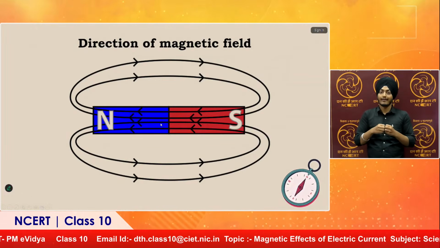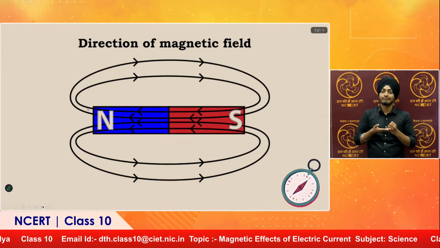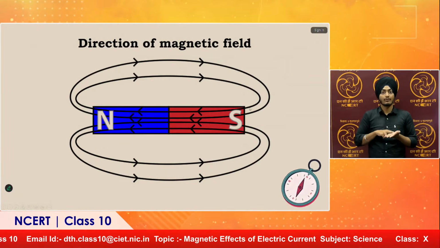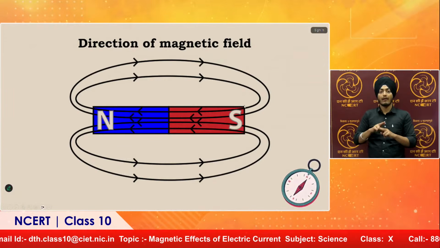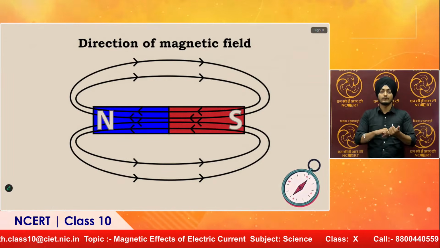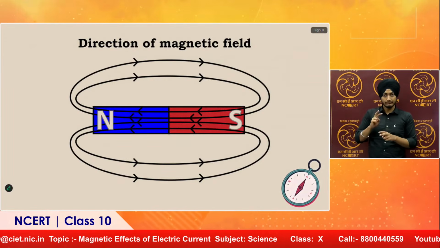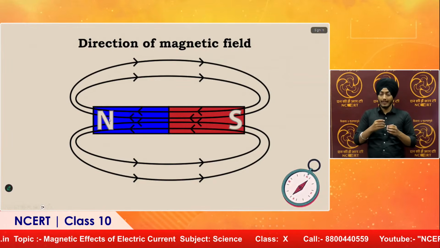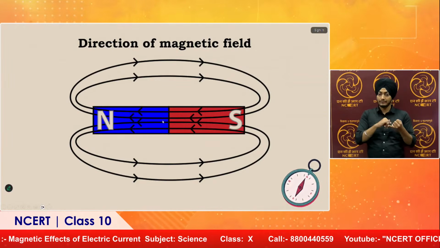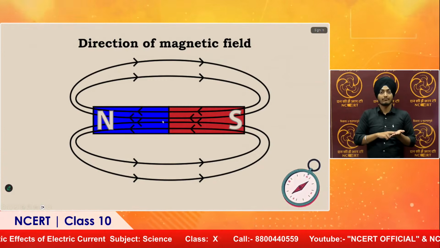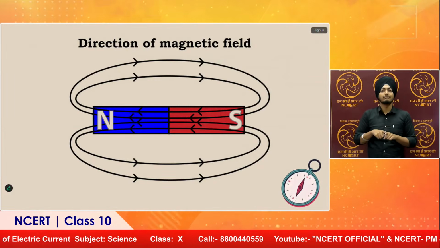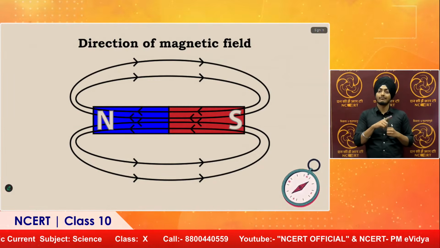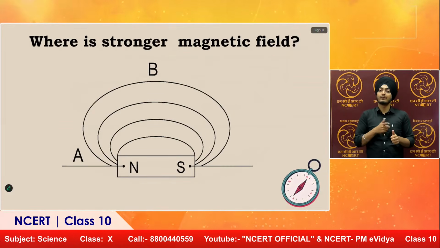Look at this magnetic field. It starts from the North Pole and ends at the South Pole outside the magnet. But if you look inside the magnet, it goes from south to north. Also, you can observe that inside the magnet, the magnetic field is almost uniform. Outside the magnet, it is not uniform.